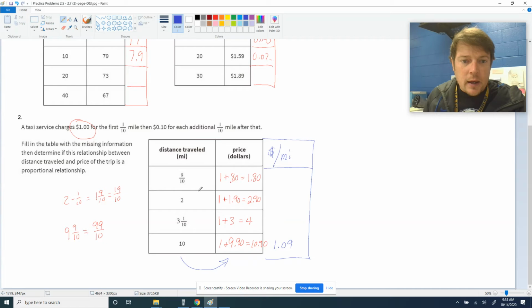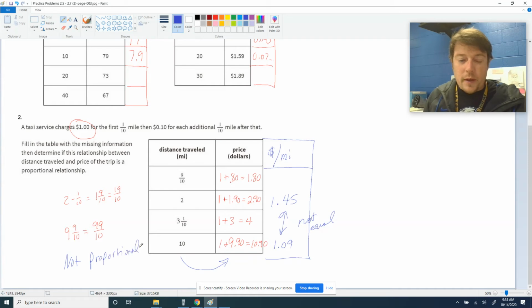Let's do another easy one. Let's do 2.9 divided by 2. If I cut $2.90 in half, that would be $1.45. These are not equal. So since they're not equal, then I can say that this is not a proportional relationship. Not proportional.